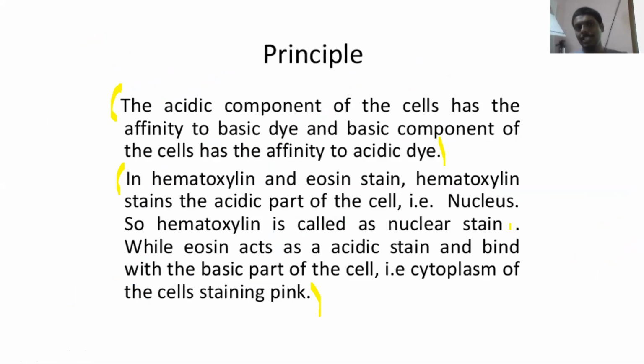So the principle of H&E staining is that the acidic component of the cell has affinity towards the basic dye, and the basic component of the cell has affinity towards the acidic dye. In hematoxylin and eosin stain, hematoxylin stains the acidic part of the cell, which is the nucleus. So hematoxylin is also called a nuclear stain. Eosin acts as an acidic stain and binds with the basic part of the cell, which is the cytoplasm, staining it pink. So eosin is also called a cytoplasmic stain. This is the basic principle of H&E staining.